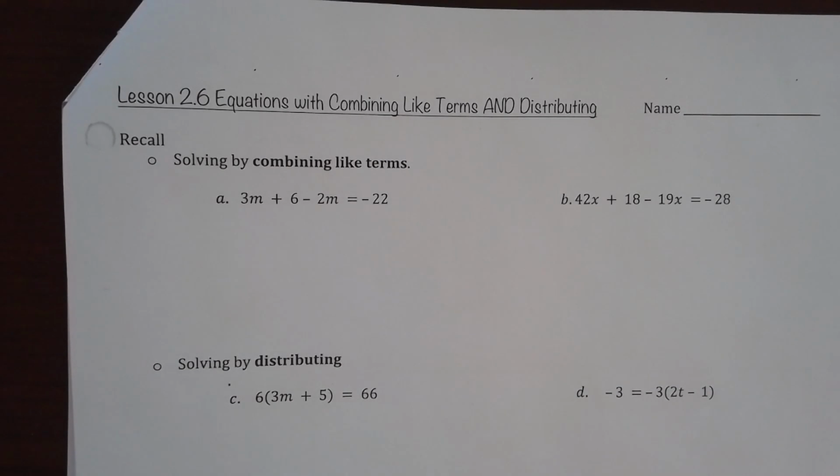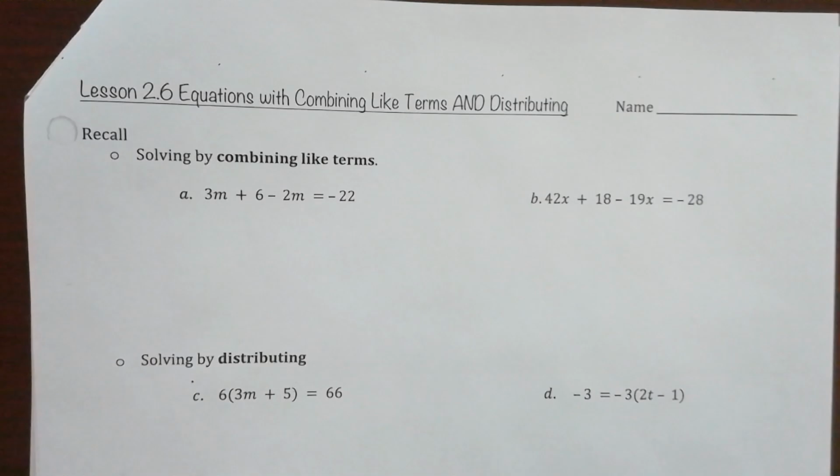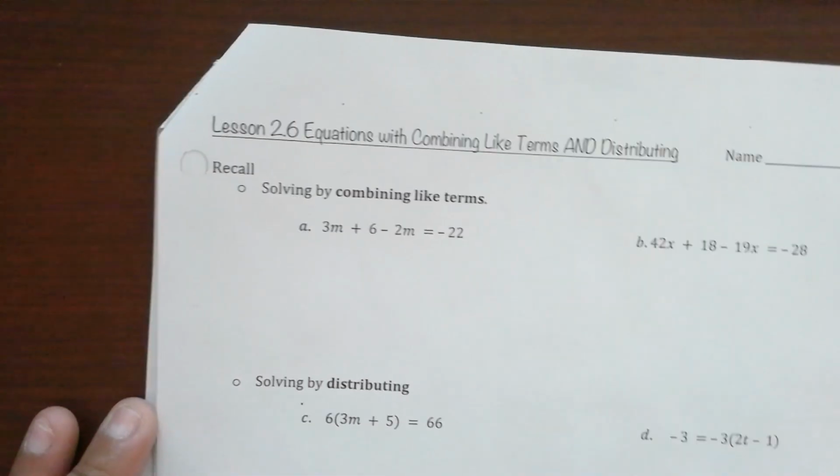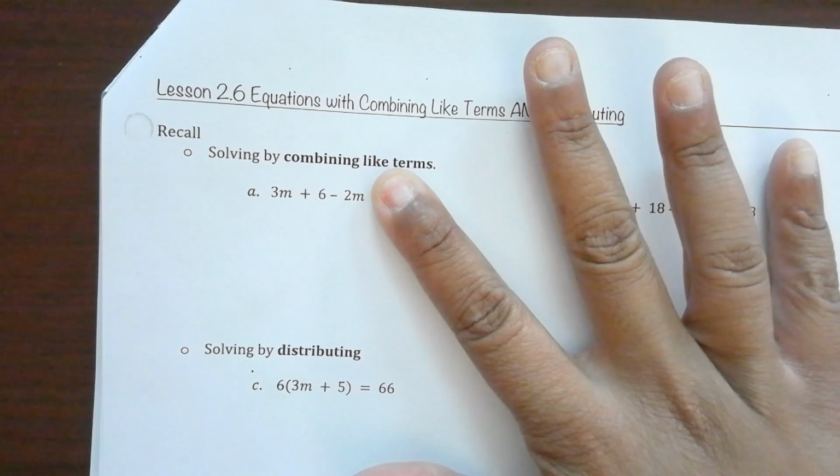All right, we're talking about equations where we have to combine and distribute. So let's talk about it. We're solving by combining like terms first. So we're recalling, we need to cover one side and say, are there any like terms on this left side? What are the like terms?